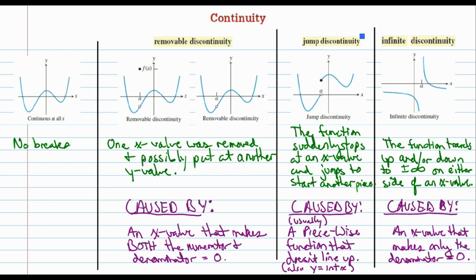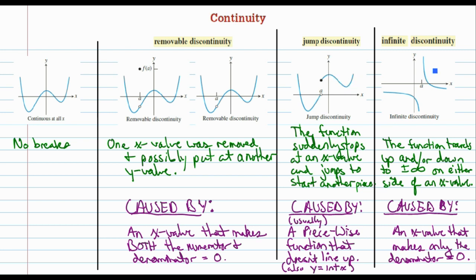A jump discontinuity is a function that continues on a path of one equation and then suddenly jumps to a totally different path or another piece of the function. This is caused usually by a piecewise function, or we have a basic function that you'll learn about in the next section, the integer function. But basically it's caused by a piecewise function that does not line up. So you have a vertical jump between one piece of the function and another.